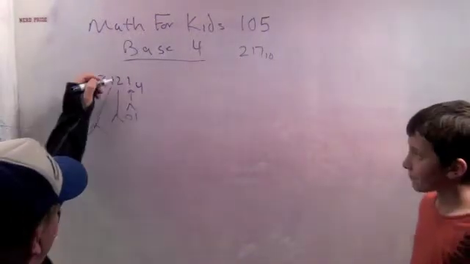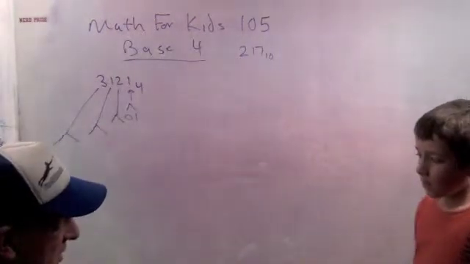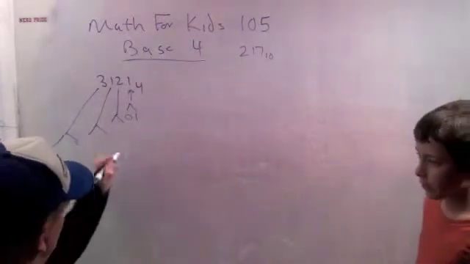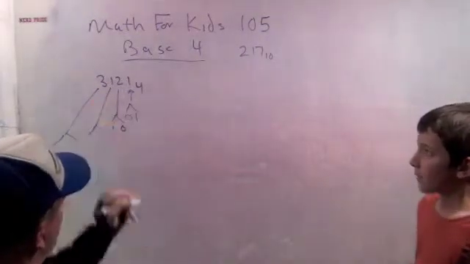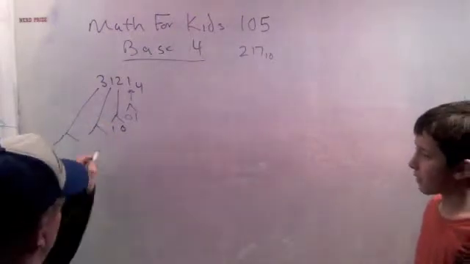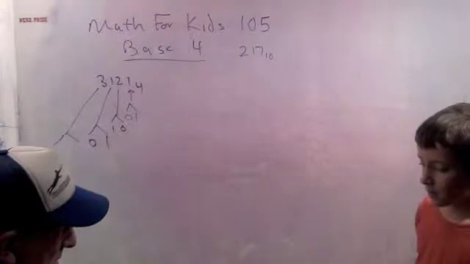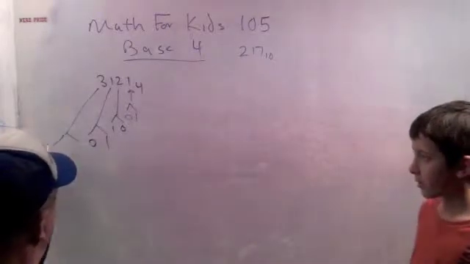A 2 in binary, how do you make a 2 in binary? No, it's 1, 0. How do you make a 1 in binary? It's just 0, 1. How do you make a 3 in binary? That's 1, 1.